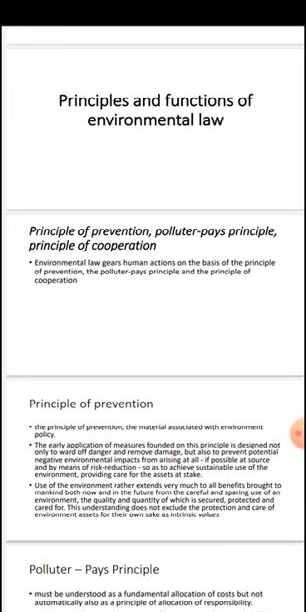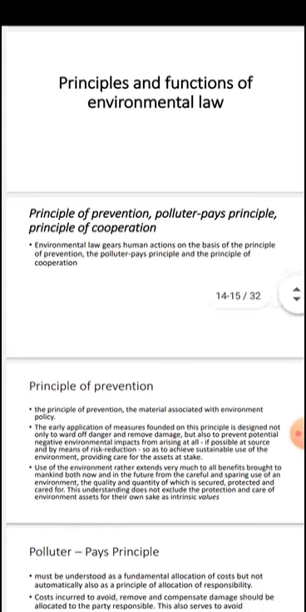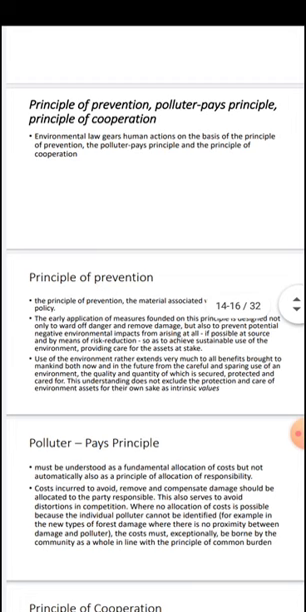That's how we control the pollution load, that's how we control the emissions in the air, and that's how we deal with the toxic substances. So actually there are three major ones, starting with the principle of prevention, polluter pay principle, and principle of cooperation. Starting with the first one, that's principle prevention.